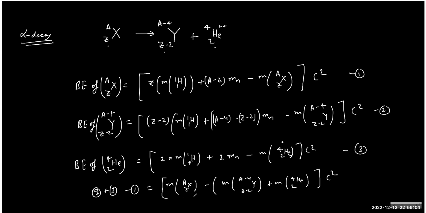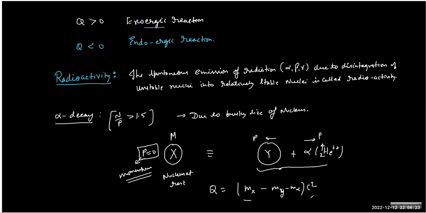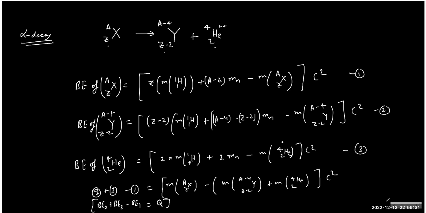So now you can see this was the binding energy of 2, BE2 plus BE3 minus BE1 is the Q value. Do you realize this? How many of you realize this? This was the difficult part. So you can see what the Q value is: X minus Y minus alpha. Understood? And the same is here.